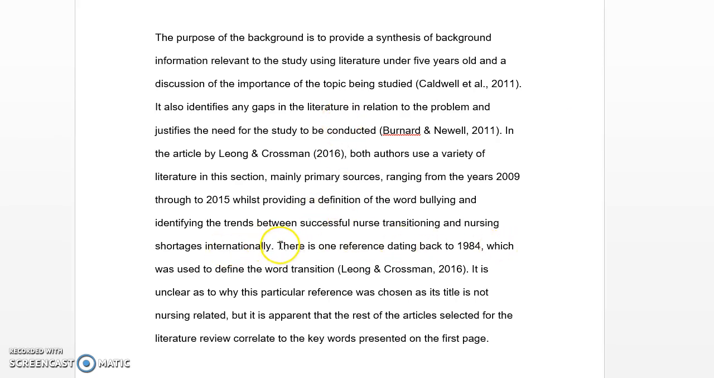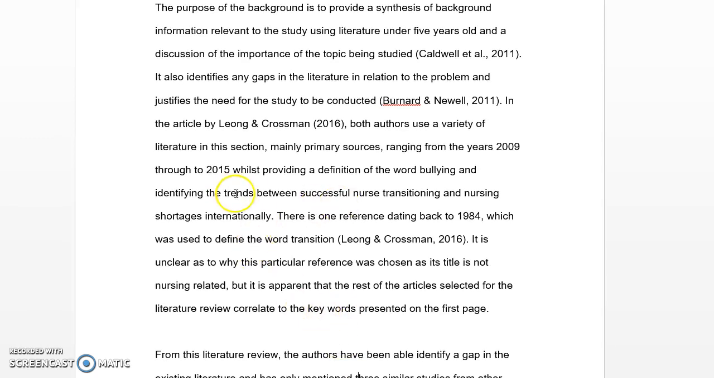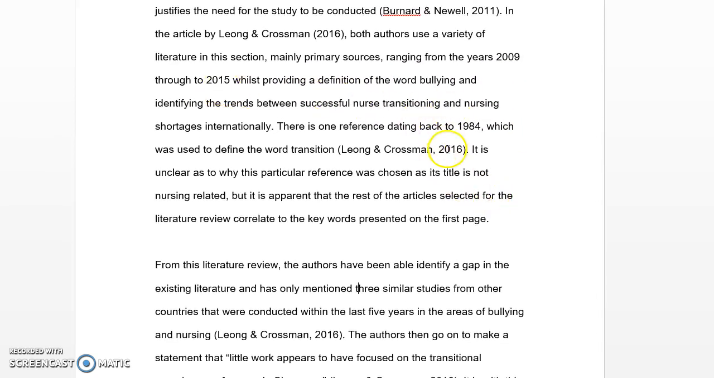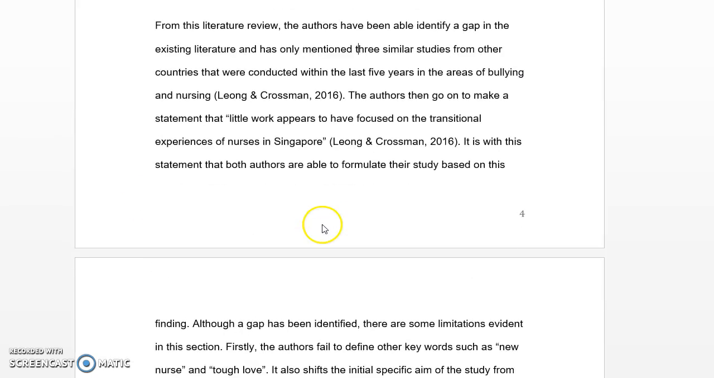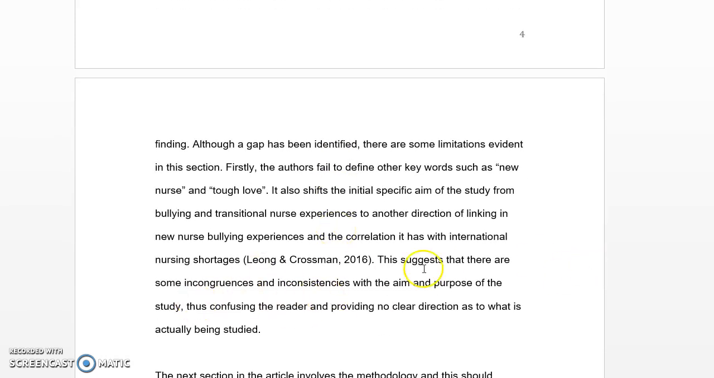Okay, so here she's doing a nice critique down here, because she's talking about why they've used an old reference to define the word transition. But then she goes on and talks about how they provide the word bullying, but there's somewhere I read it just before. They didn't go on to... this is it here. So some incongruences and inconsistency with the aim and purpose, thus confusing the reader and providing no clear direction of what is being studied.